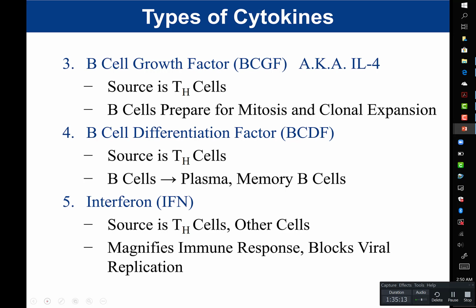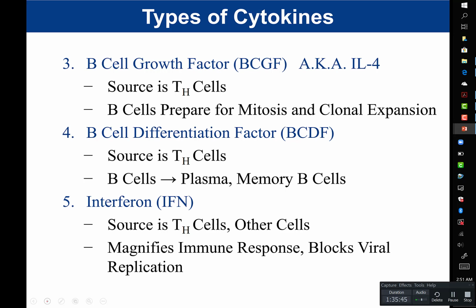We have B cell differentiation factor, BCDF. The differentiation factor is, again, produced by T helper cells. But now, instead of stimulating B cells to grow, this cytokine stimulates B cells to differentiate, to become specialized, to be either plasma cells or memory B cells. And then the last one is going to be our interferon.